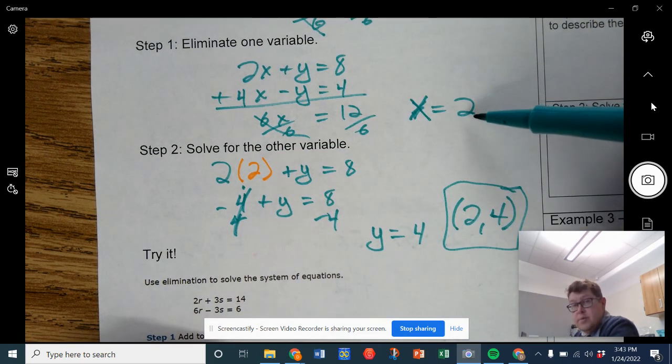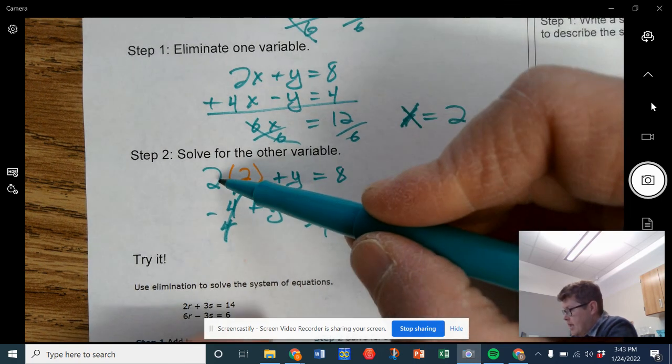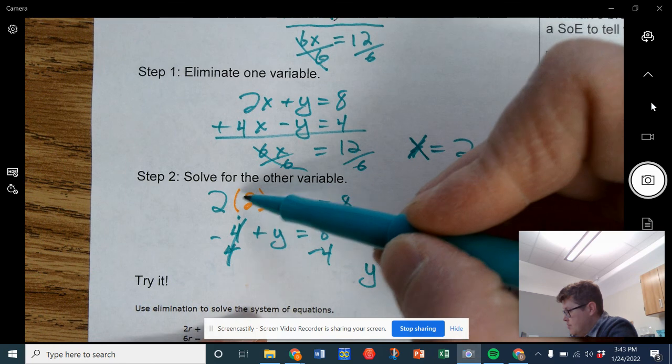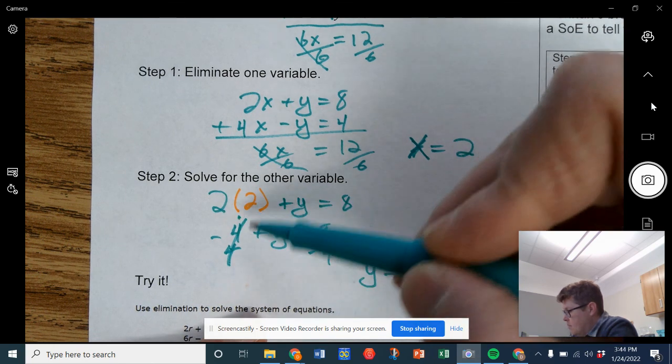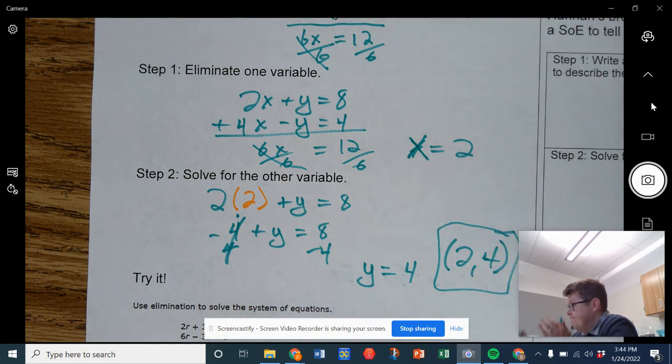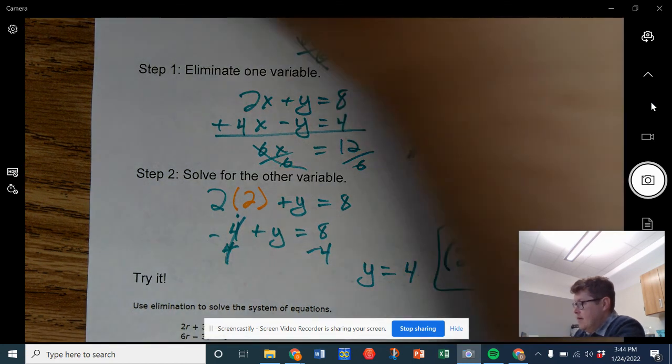So let me do that over because it was off camera here, right? So this 2 right here is that 2, okay? And then this 2 is that 2. So you multiply those together to get 4 plus y equals 8, and you subtract that 4 to bring it over there to get to 4. So that's it right there, guys. Very easy.